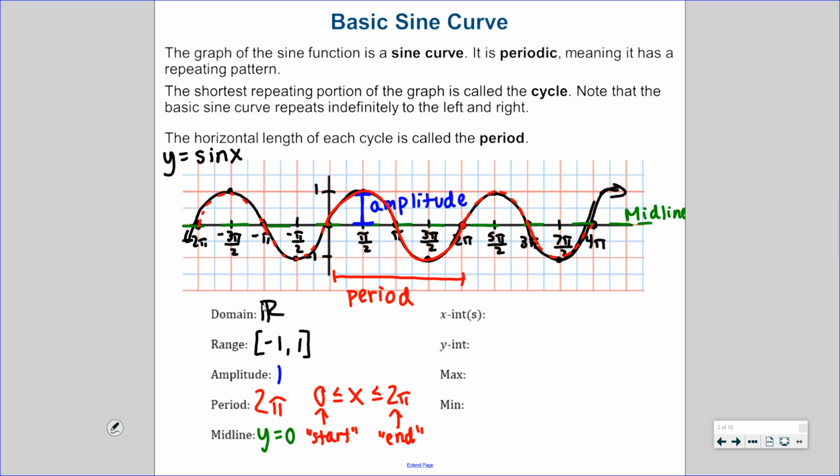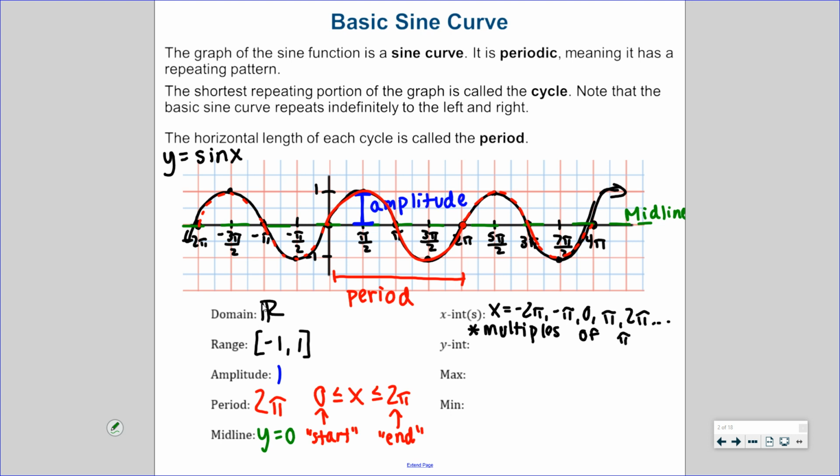So looking here at my sine curve, I have x-intercepts at every multiple of pi. Okay, so we could list out a couple. We see negative 2 pi, negative pi, 0, pi, 2 pi, and so on. Multiples of pi. So that's one difference between the sine and the cosine curve. Cosine has x-intercepts elsewhere, and we'll tackle that in a second.